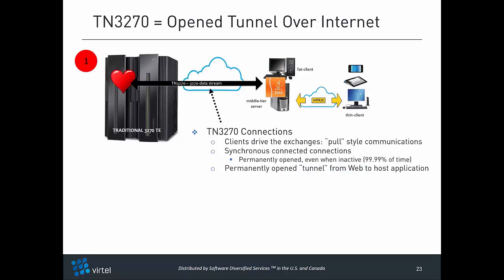With TN3270 connections, the client initiates and drives the exchange with the host. This is referred to as pull or get technology. And the connection is synchronous connected, which means that it remains permanently open for the duration of the session, even when inactive, which is most of the time. Whoever gains access to this open tunnel gains direct access to the host applications.